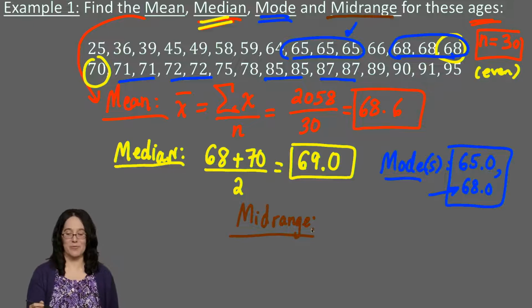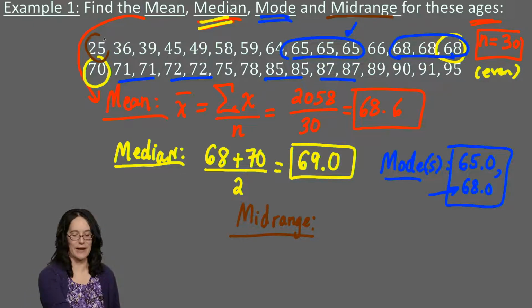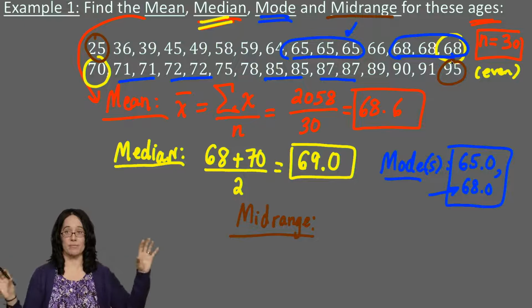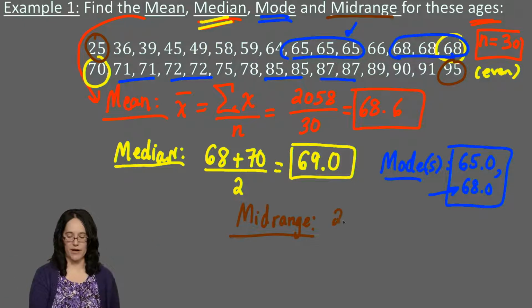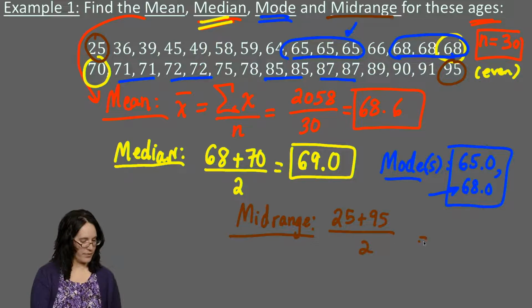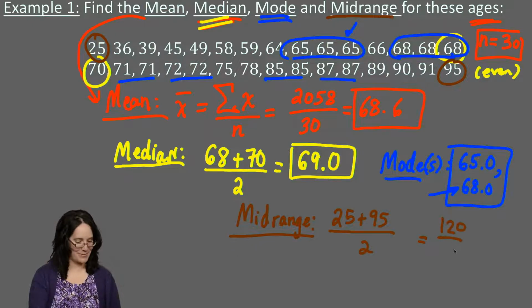So to find the mid-range, what do we do again? That's right, we just look at the outliers and get their average. In other words, the extremes. The lowest value of 25 plus the highest value of 95, and divide that number by 2. So when I did that, 25 and 95, I got 120. Hopefully you did too. Divided by 2, I'm getting 60 or 60.0 as my mid-range.